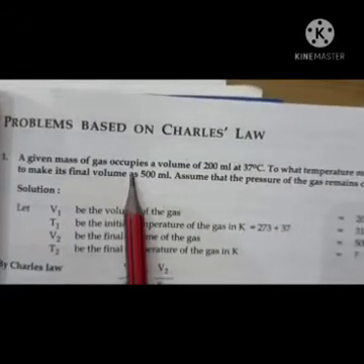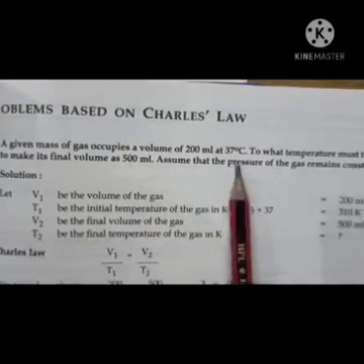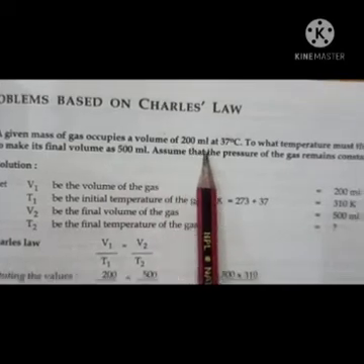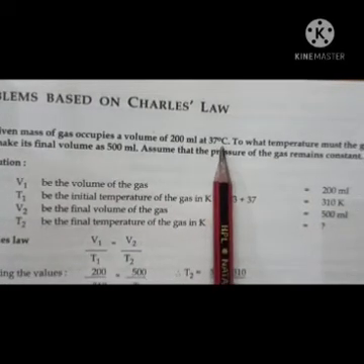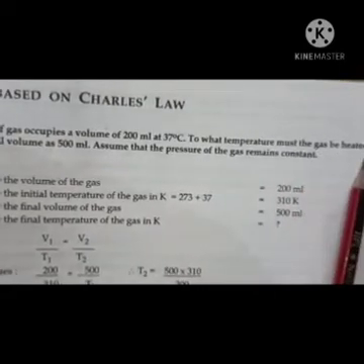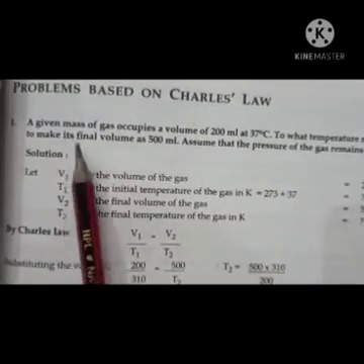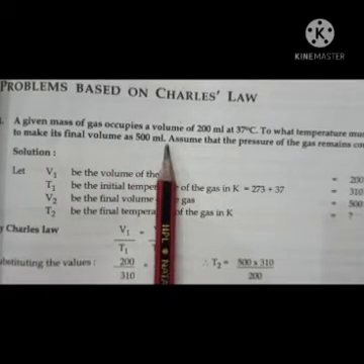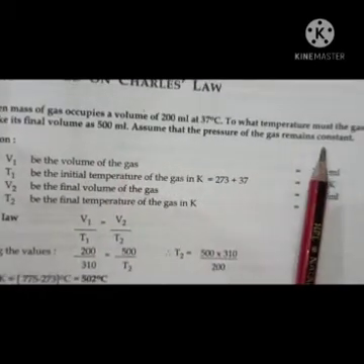Let's discuss numericals which are based on the Charles law equation. A given mass of a gas occupies a volume of 250 ml at 37 degrees Celsius. To what temperature must the gas be heated to make its final volume 500 ml? Assume that the pressure of the gas remains constant.